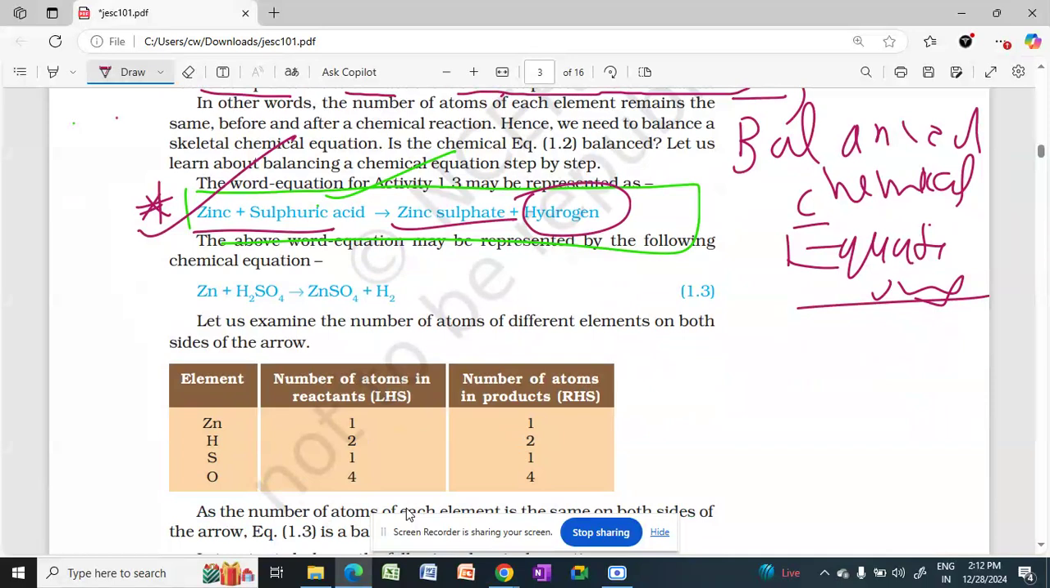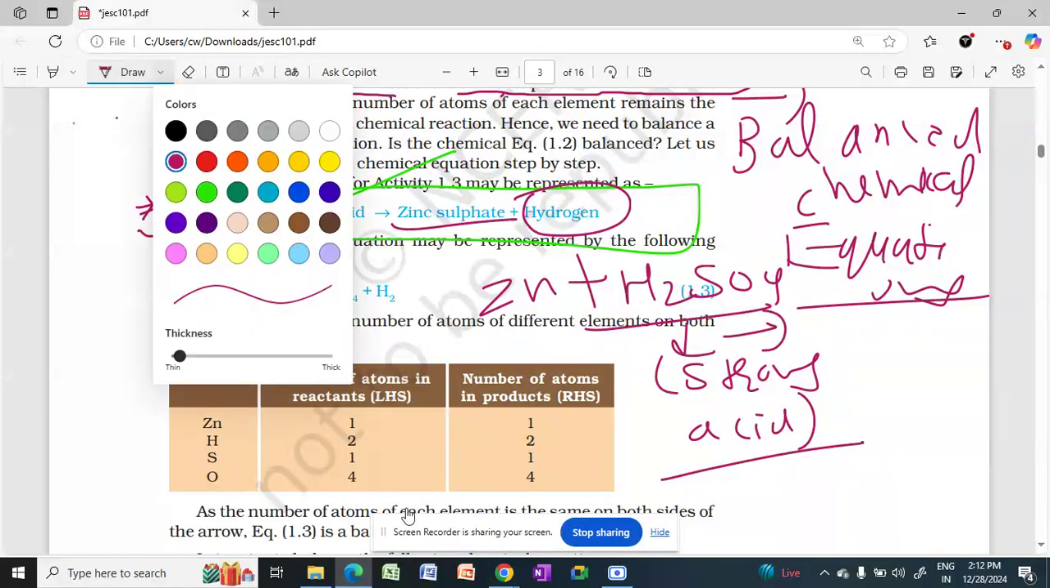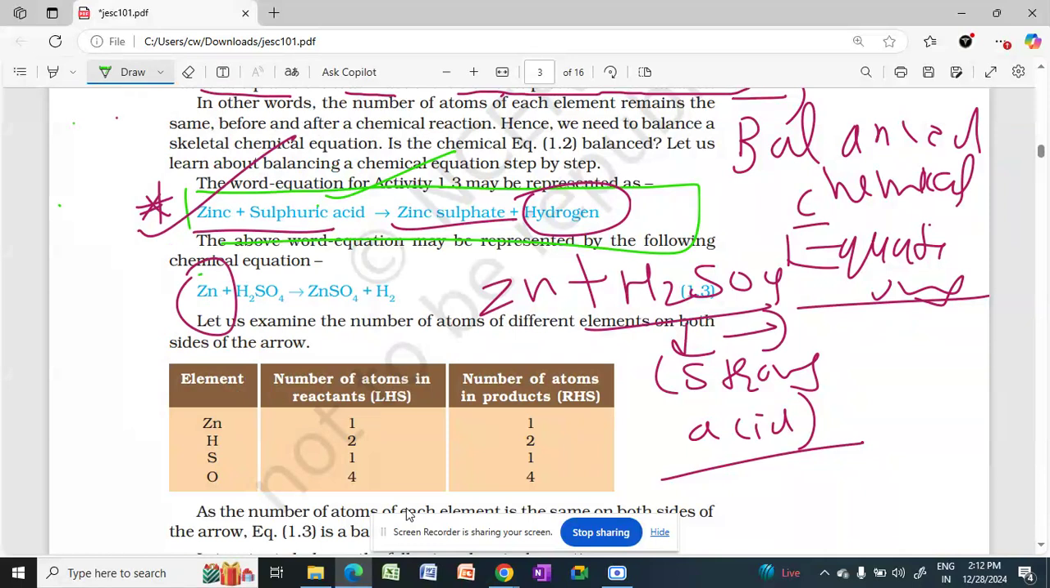What is the symbol of zinc? Zn. Zn plus sulfuric acid, which is H2SO4. Remember, it is a strong acid. This is one additional question from here. It will give you ZnSO4. This is Zn, this is SO4. So you will get zinc sulfate plus, which gas is evolved? This is important. Which gas is evolved?